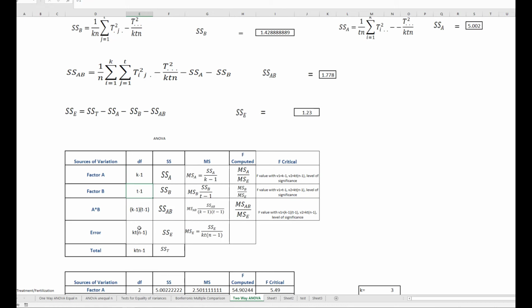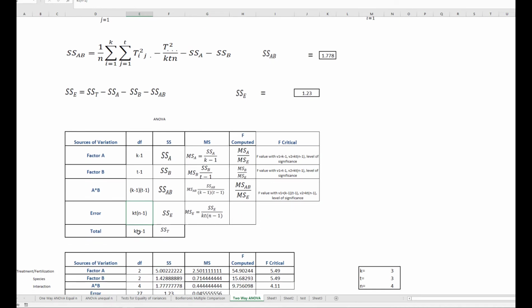And then error is kt(n minus 1), that's what you can use, and then the total is ktn minus 1. And the mean squared error, previously I showed you in one-way ANOVA. What we did is that if we take the sum of square divided by the degrees of freedom, you will get the mean squared for all of them.